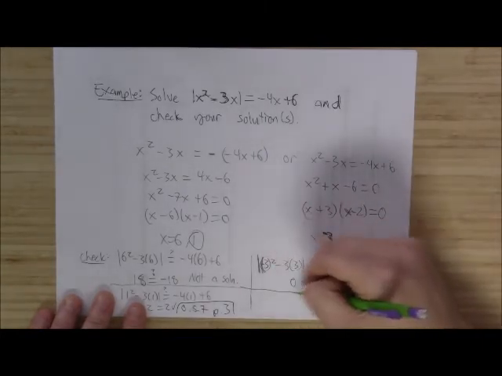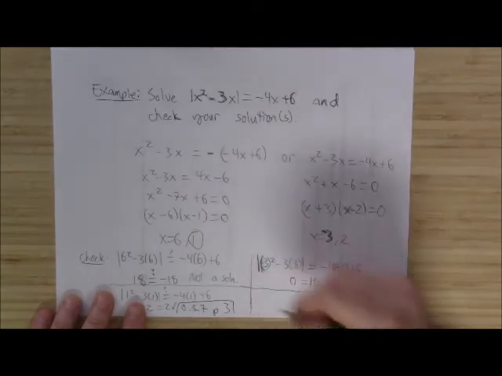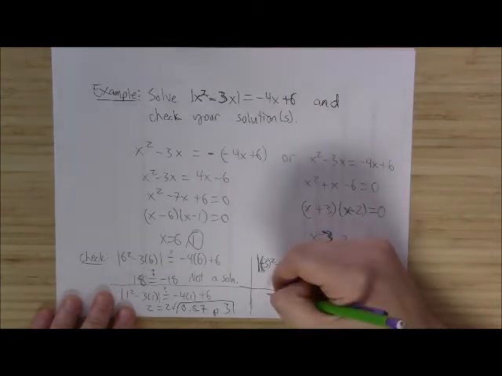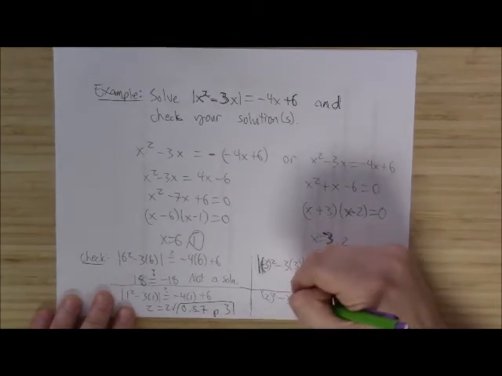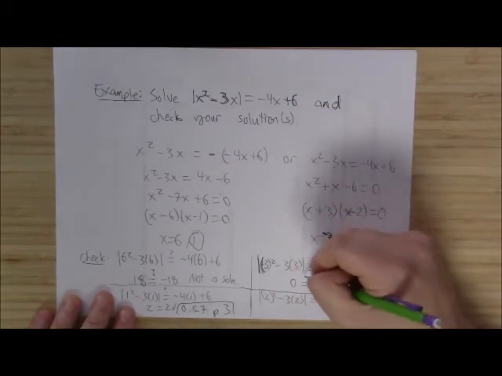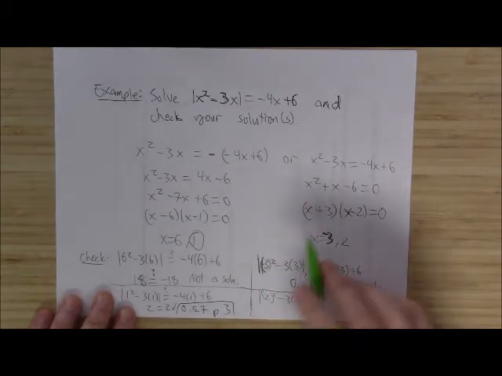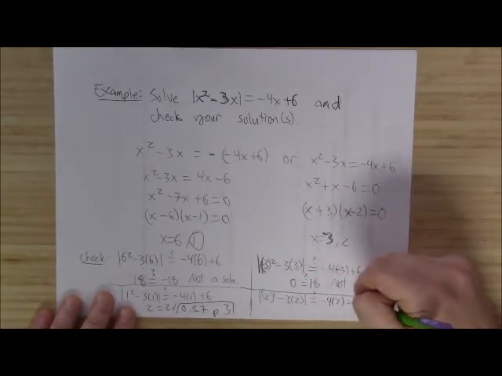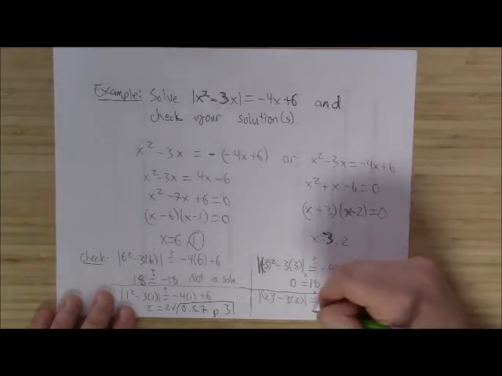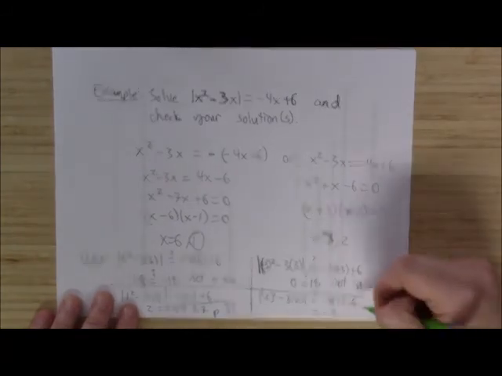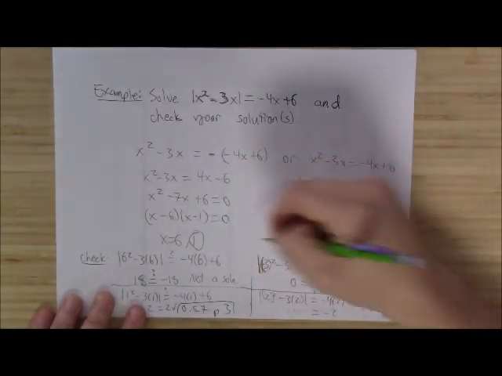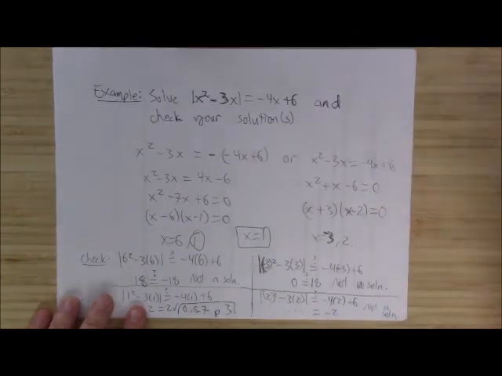But what about 2? If we plug in 2, we have the absolute value of 2 squared minus 3 times 2. And our question is, does that equal negative 4 times 2 plus 6? So this would be negative 8 plus 6, that gives me negative 2. Well, it doesn't matter what this is. This can't possibly be equal, so not a solution. So only one solution actually occurs here, and it is x equals 1. So only x equals 1 is a solution.